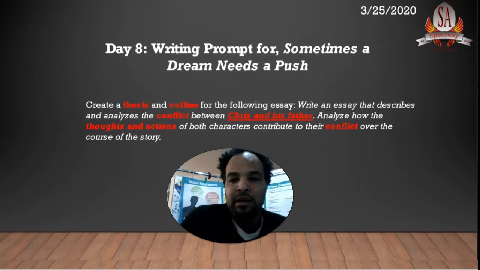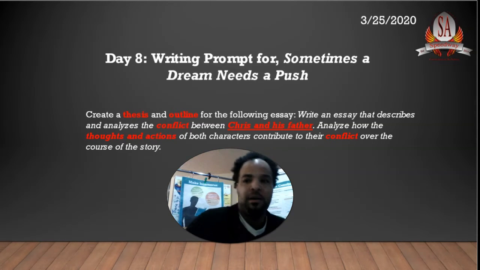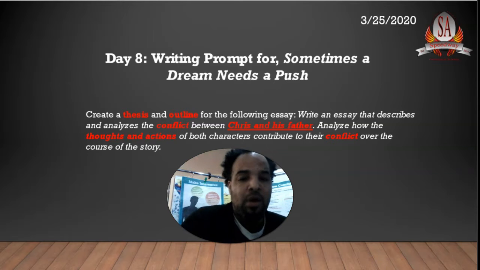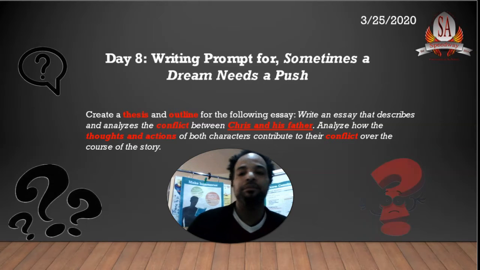Alright, okay guys, so the task is to create a thesis and an outline for an essay. The prompt is above. Let's read it together. Write an essay that describes and analyzes the conflict between Chris and his father. Analyze how the thoughts and actions of both characters contribute to their conflict over the course of the text. So remember, the task today isn't to write an essay, it is to write the thesis for that essay.